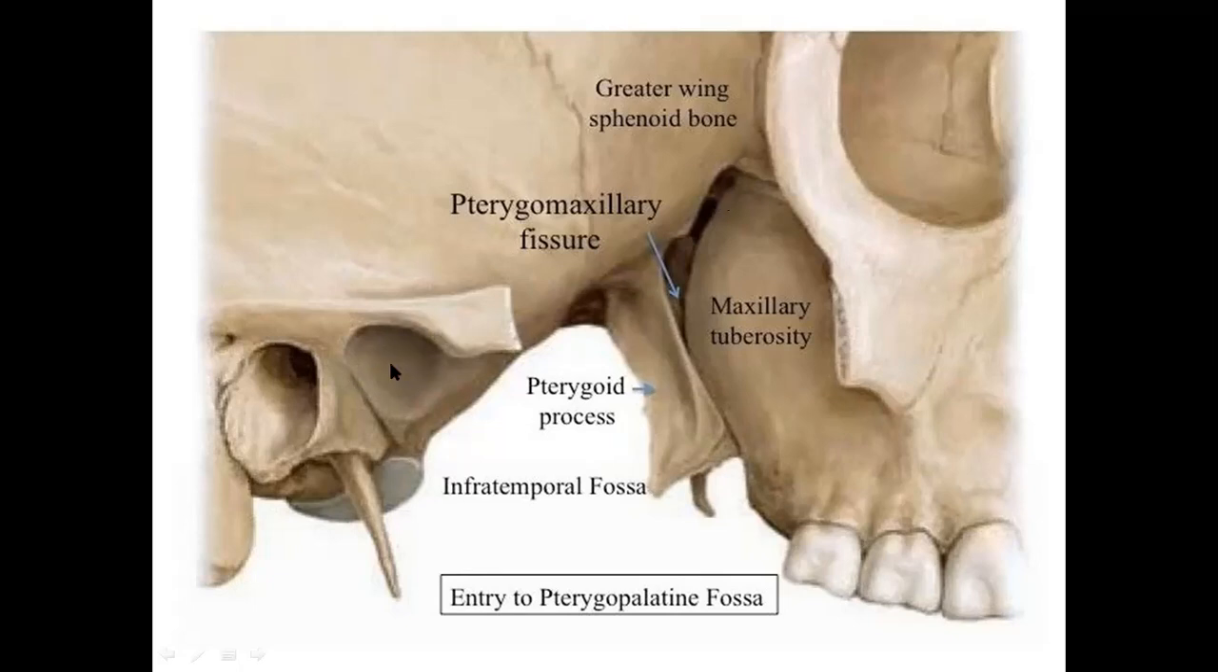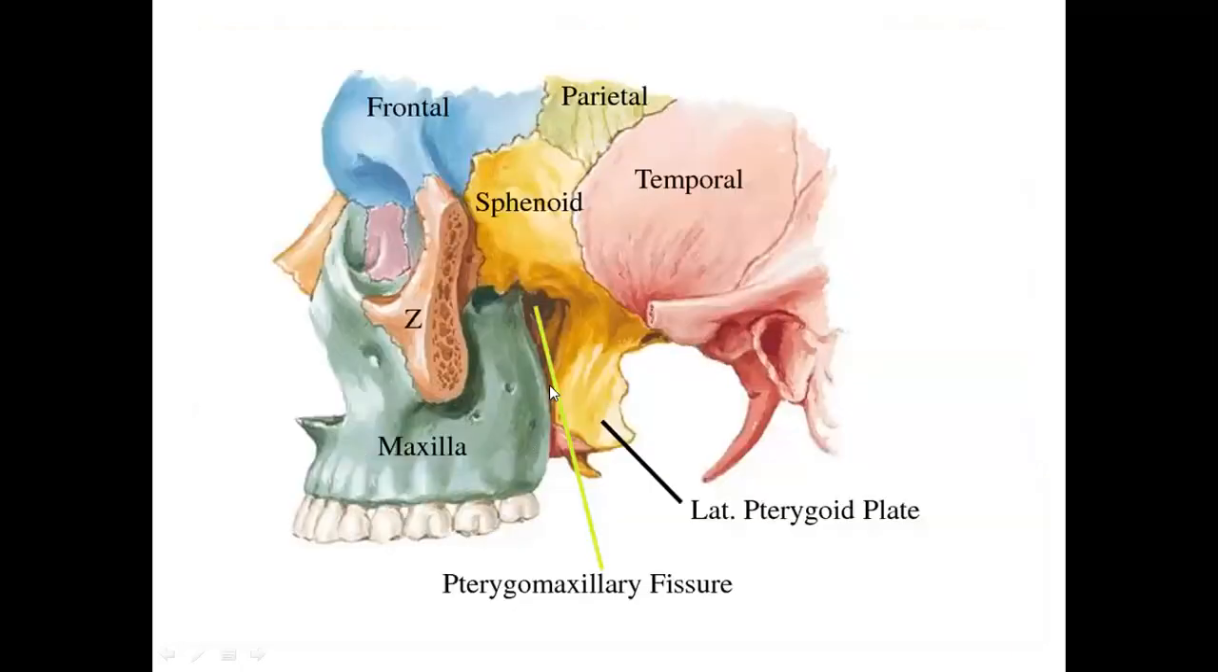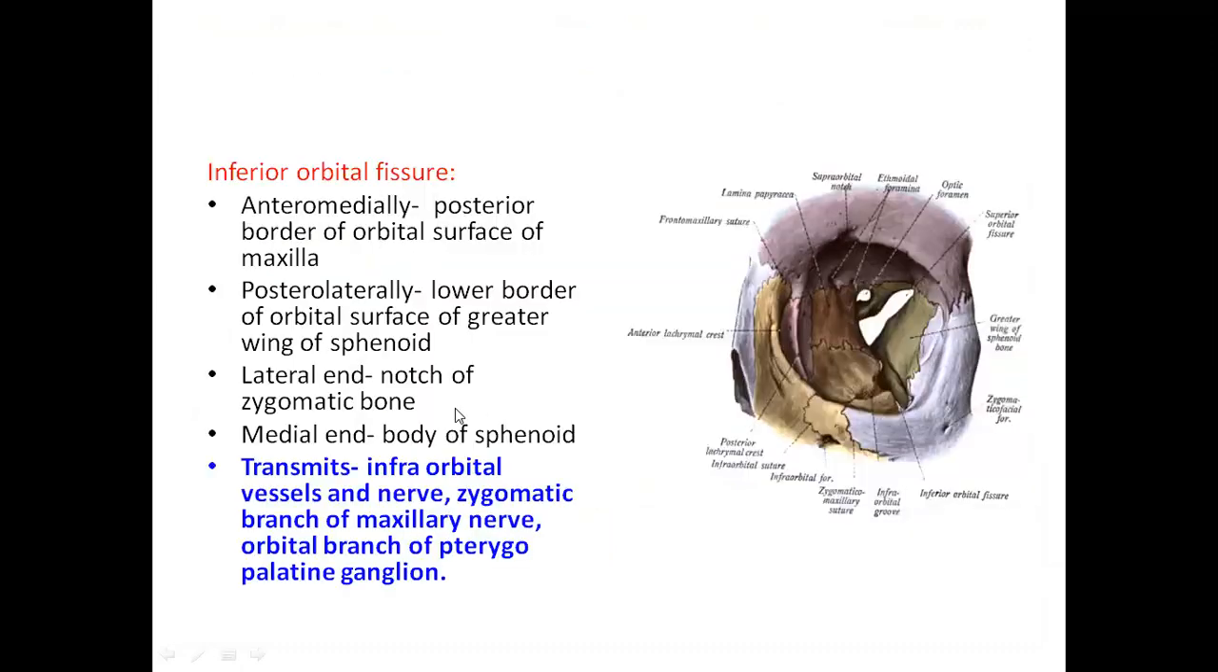This is the mandibular fossa for the head of the mandible. This is the styloid process. Five structures are attached to the styloid, go back to my lecture and see. And this is the external acoustic meatus. Okay, so that is the pterygomaxillary fissure.